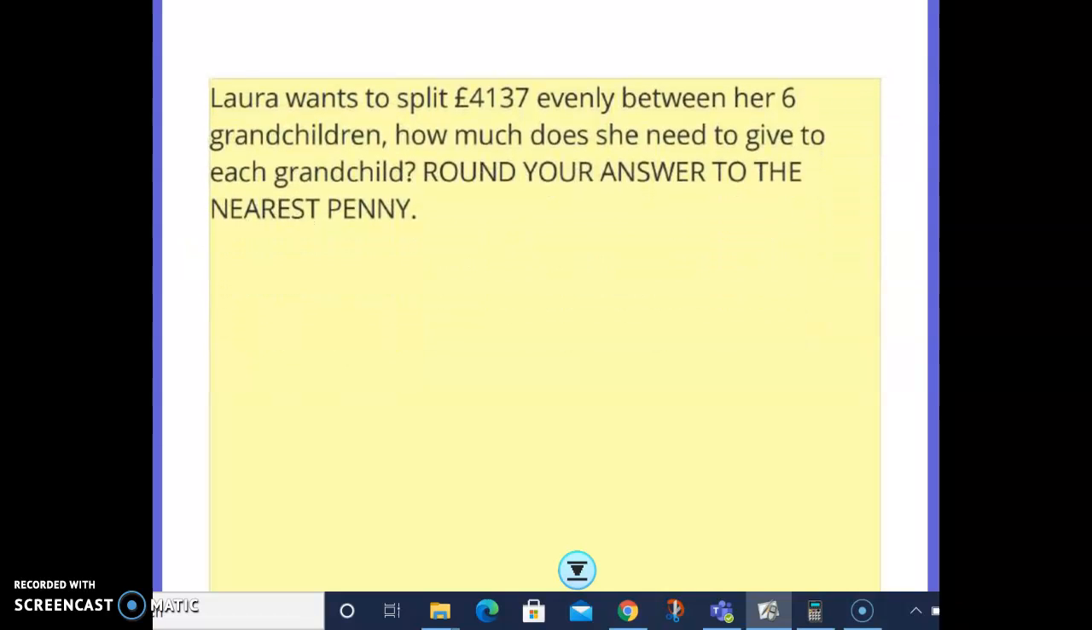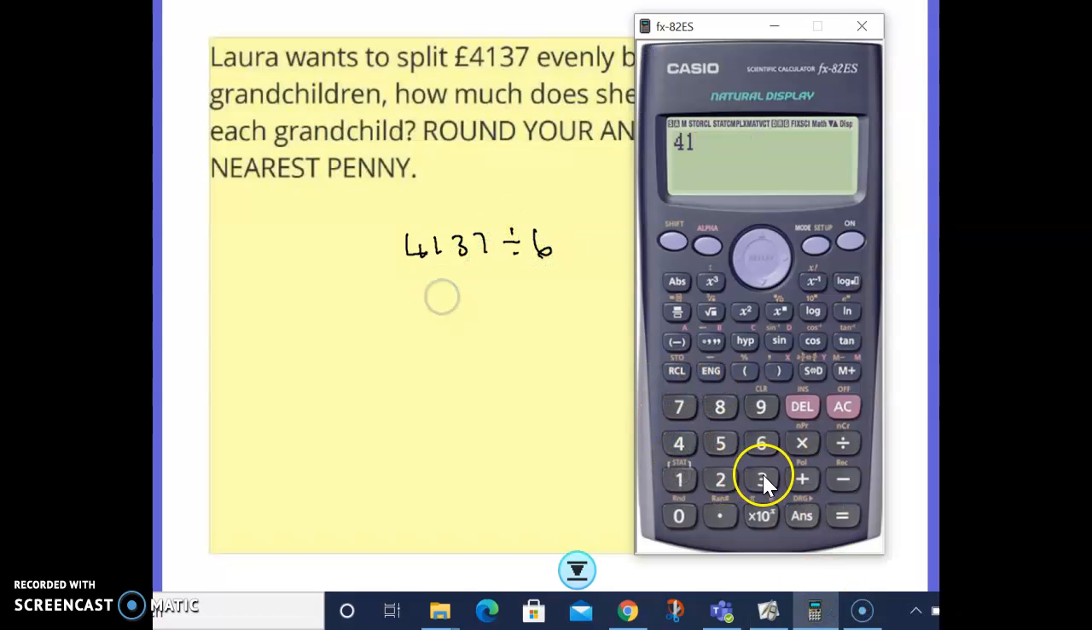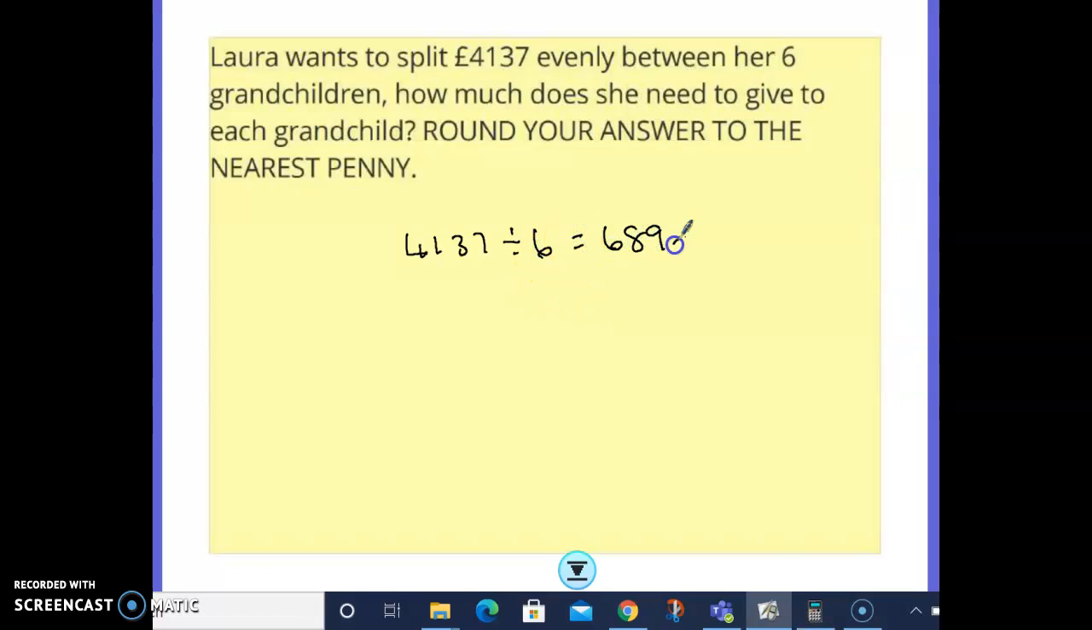Laura wants to split £4,137 evenly between her 6 grandchildren. So we want to divide by 6. 4137 divided by 6 gives me 689.5. Now it's money, so we need that as 689.50, and that will be to the nearest penny. Nearest penny is always 2 decimal places.